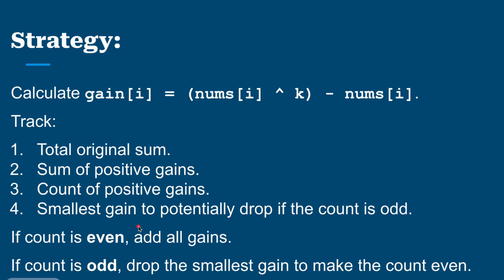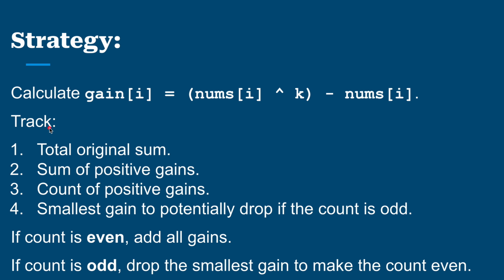What is the strategy here? We will calculate the gain at i. How? You take nums at i, do the XOR, and subtract nums at i. This formula will give you the gain at i, right?